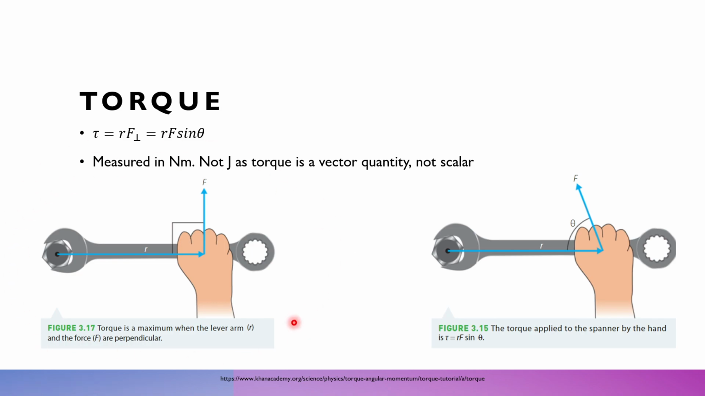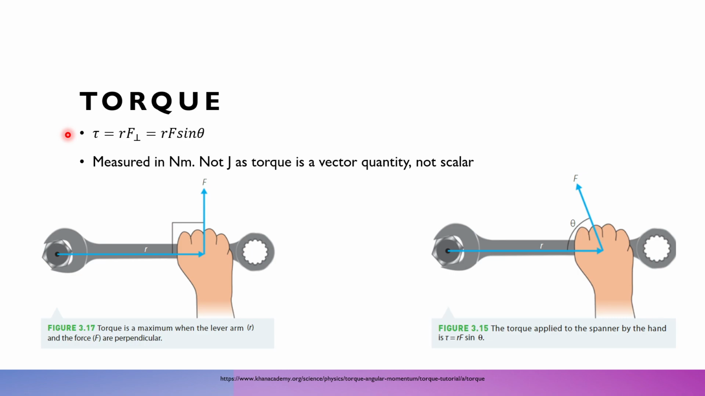Now, the diagram on the left gives you a pretty good indication of what we're looking for when calculating for torque. We need a radius between where the pivot is and where the applied force is, as well as a force which is perpendicular to this radius or perpendicular to the lever. Multiplying these two numbers together will give you your torque in newton meters.